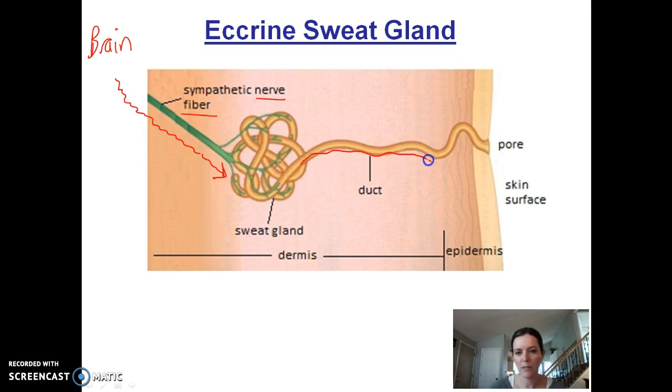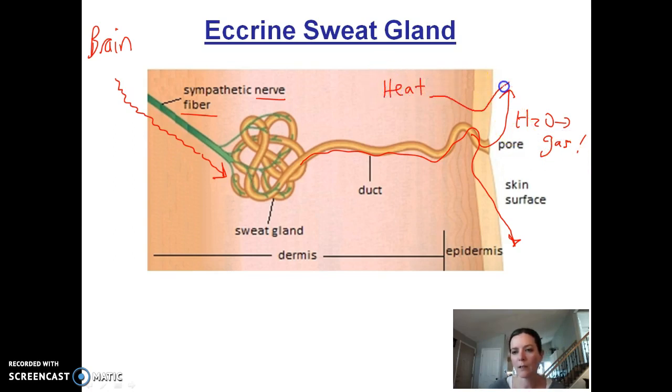And as they do, it moves out into the duct, onto the skin surface, and what happens there? Well, that's where this water gets converted to a gas. So when the sweat evaporates off of our skin, we're actually taking heat from inside the body and using it to convert the water into the gas.